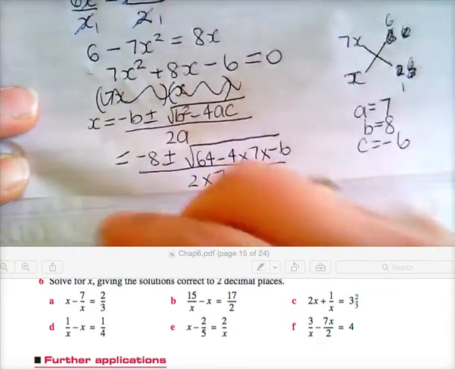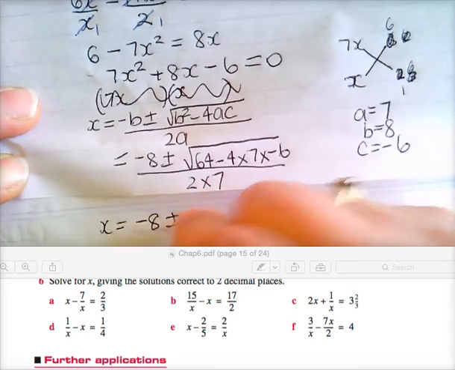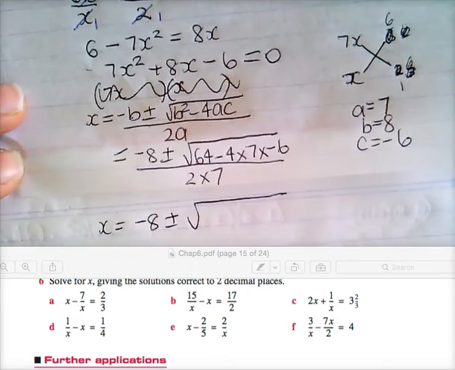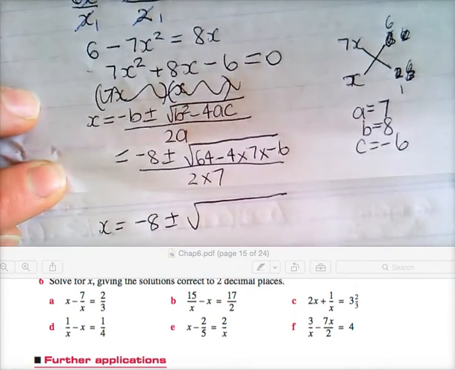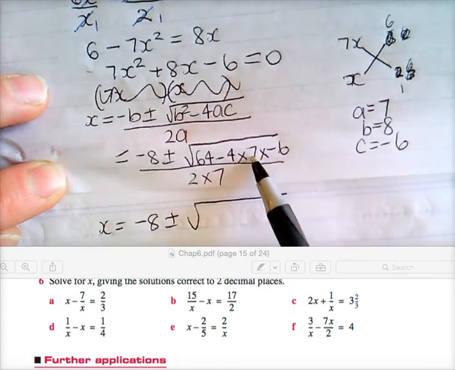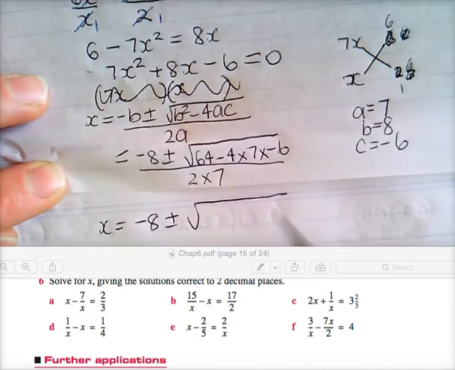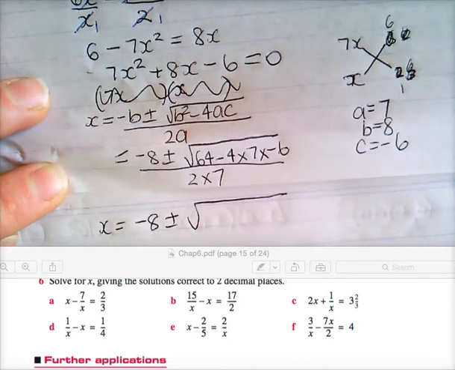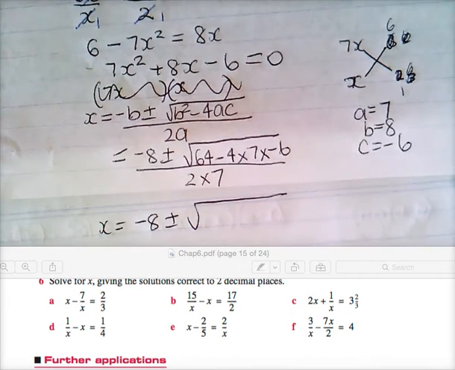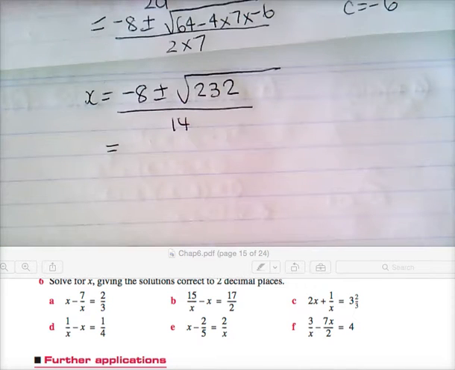Okay, let's go. X is negative 8 plus or minus the square root of. Is it going to be 64 plus or 64 minus? Anyway, you can just do it on your calc if you want. It's going to be plus because you've got minus 4 times 7 times negative 6. It's going to be 64 plus whatever 24 times 7 is. That's 168, so 64 plus 168 is 232. Negative 8 plus or minus the square root of 232 over 14.